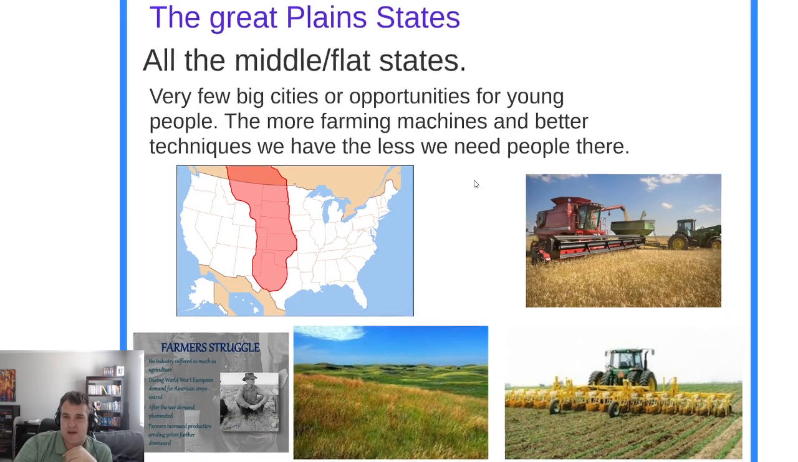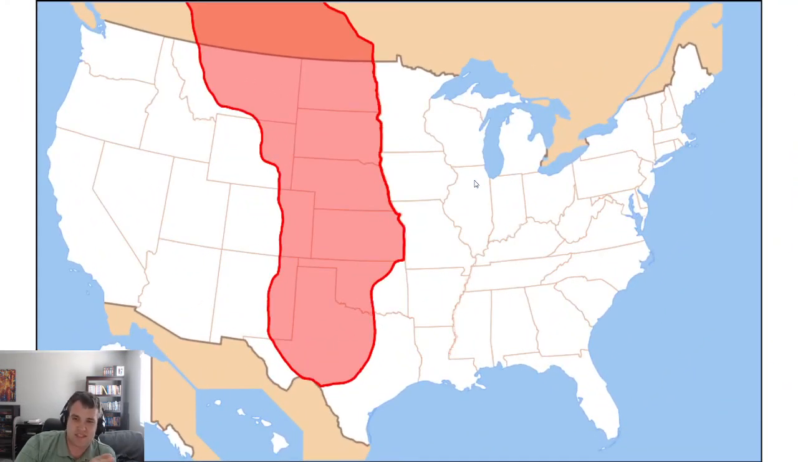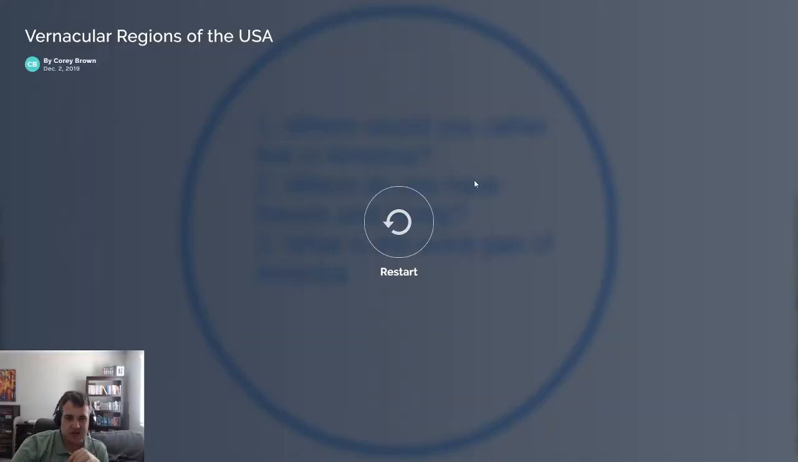So, okay, cool. These are the Great Plains states. It's where you'll find corn as well, but you also find wheat and soybeans and all these other things Americans make on farms. So that's the Great Plains central states. And that's what it looks like. It's generally pretty flat. A whole lot of big farm machines. Farmers doing their jobs. All right, that's Vernacular Regions of the USA.